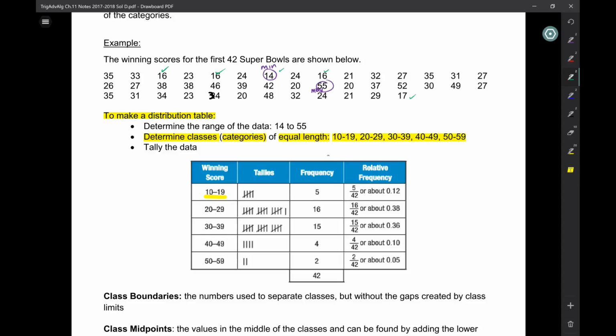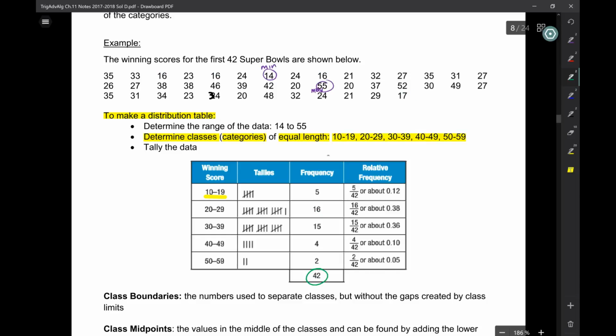And then similarly, 20 to 29, there are 16. 30 to 39, there are 15. So we're just counting, okay? And so on and so forth. Now, just make sure at the end of the day that all these add up to 42. That is to make sure that you've accounted for all of them.